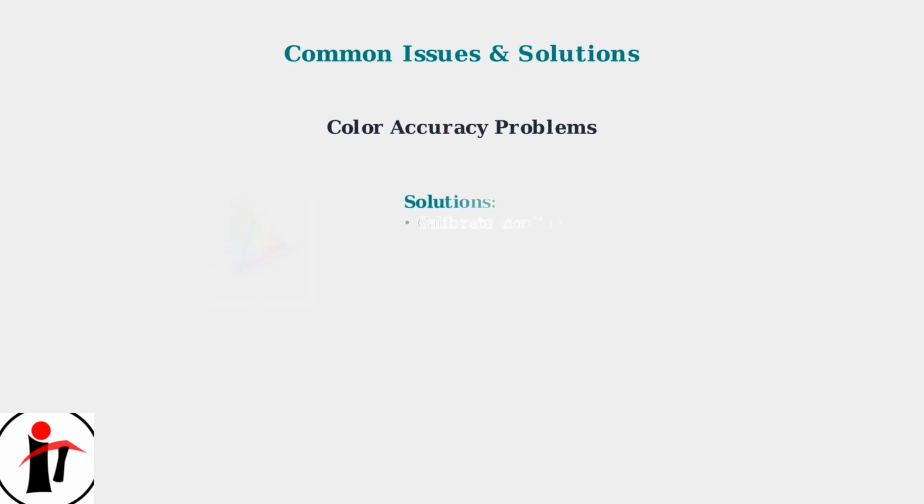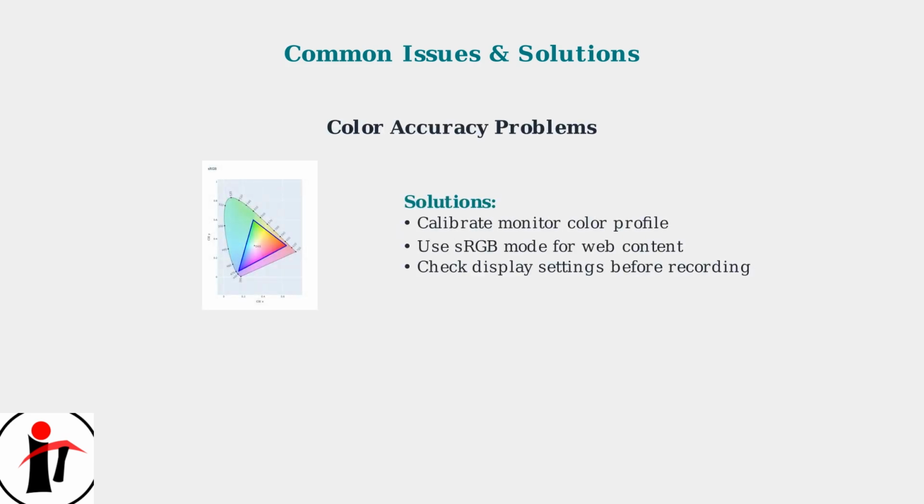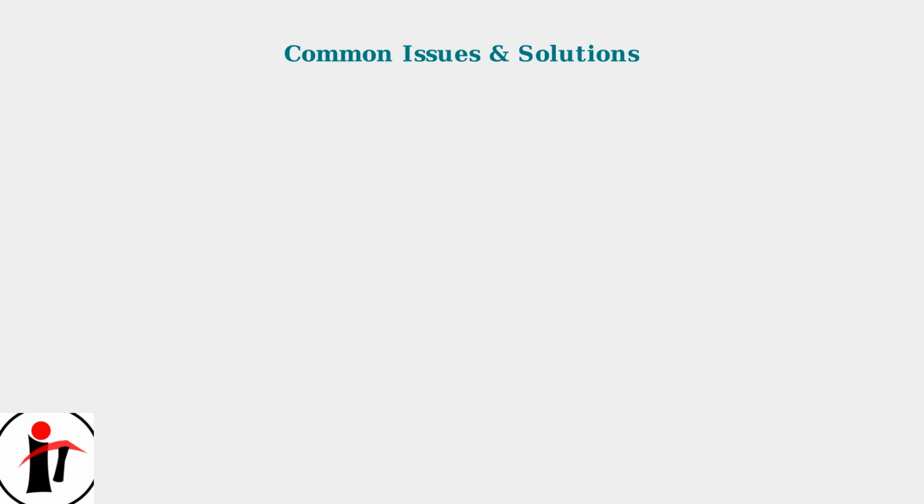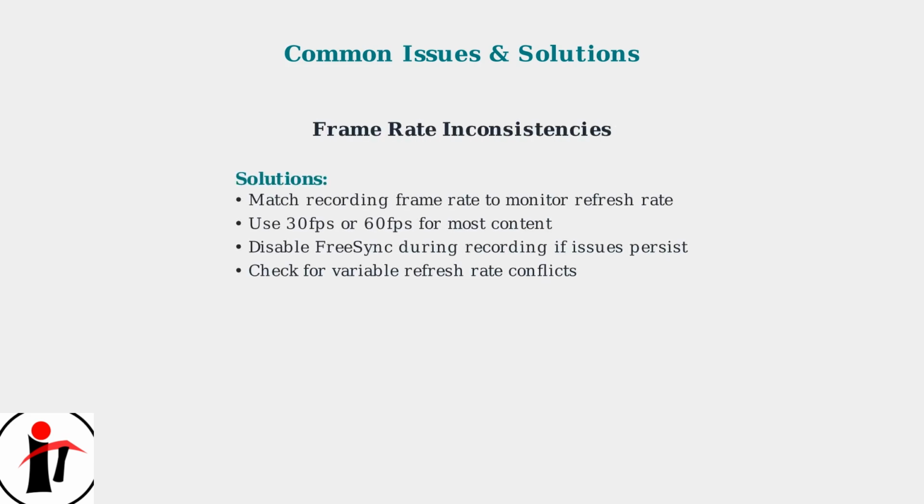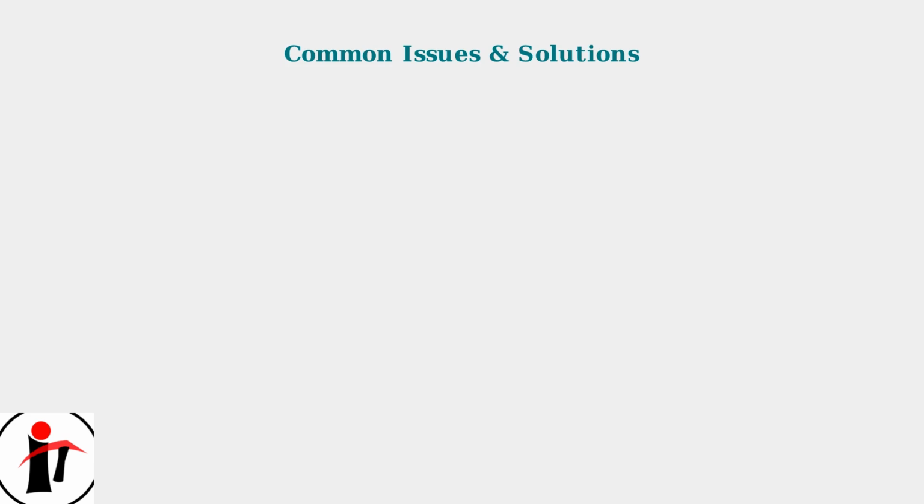Color accuracy problems are common when recording. The solution involves calibrating your monitor's color profile and using sRGB mode for web content creation. Frame rate inconsistencies occur when recording settings don't match your monitor's capabilities. Ensure your recording frame rate matches or divides evenly into your monitor's refresh rate.